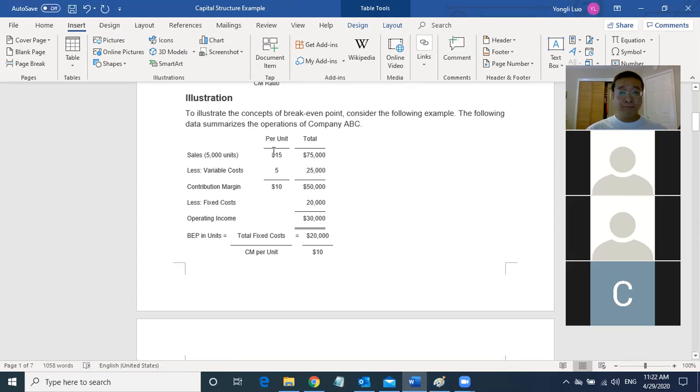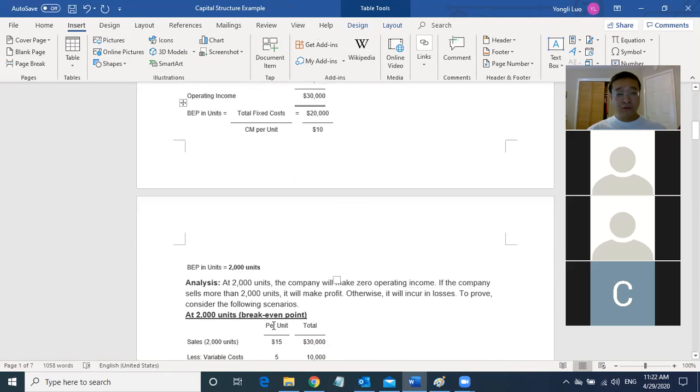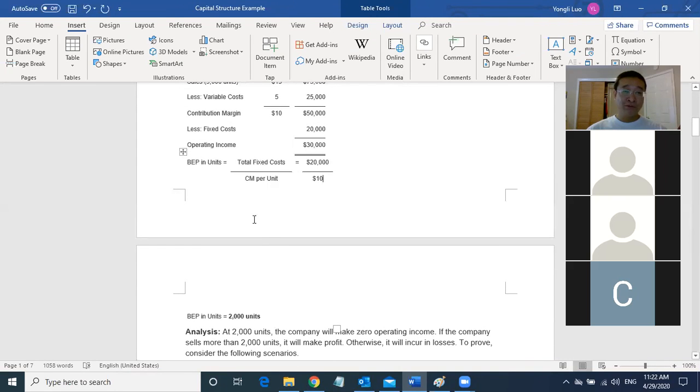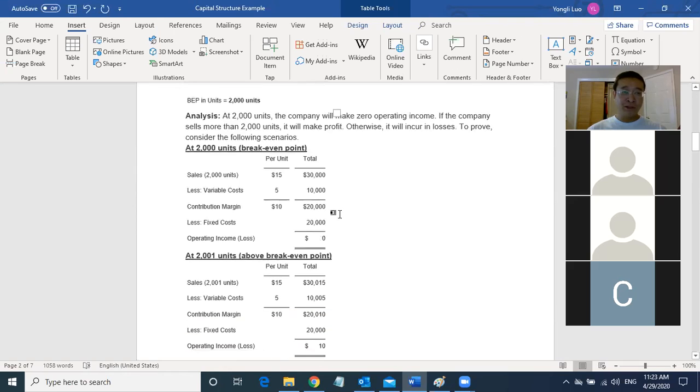For example, the unit price is $15 and your variable cost is $5 per unit. The contribution margin per unit is the unit price minus the variable cost per unit. The fixed cost is 20,000, so you just use 20,000 divided by the contribution margin per unit. That's the break-even point: 2,000 units. This is kind of easy for you, so I'm pretty sure everybody will get it correct. More likely, you are not going to lose points on break-even point analysis.